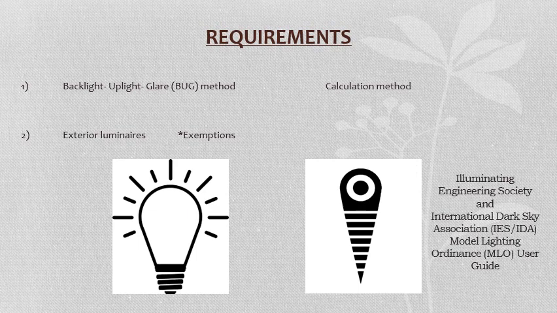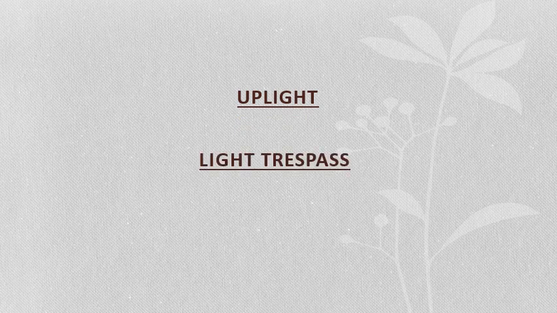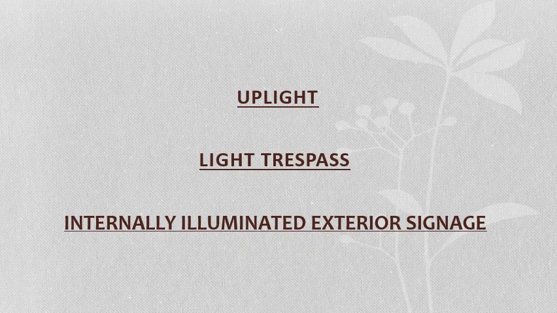These are classified under one lighting zone using the lighting zones definition provided in the Illuminating Engineering Society and International Dark Sky Association Model Lighting Ordinance User Guide. Now, let's look at the three requirements which are supposed to be fulfilled: the uplight requirements, light trespass requirements, and internally illuminated exterior signage requirements. All the three requirements are supposed to be dealt with either option 1 or option 2.